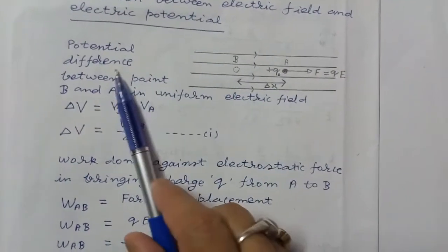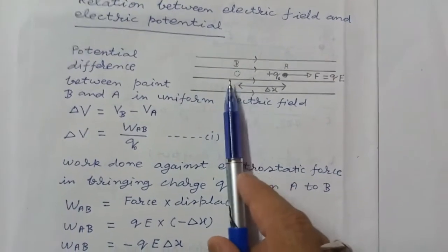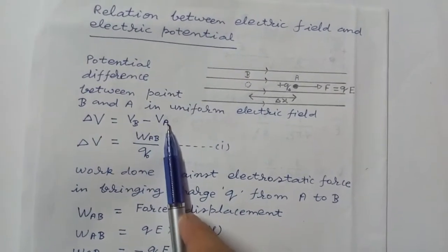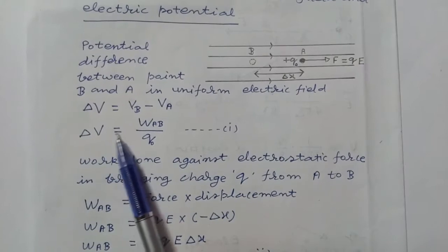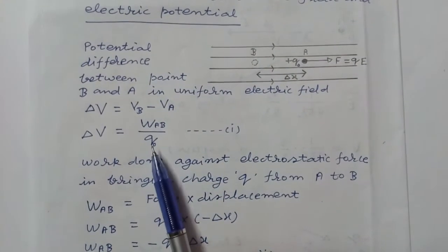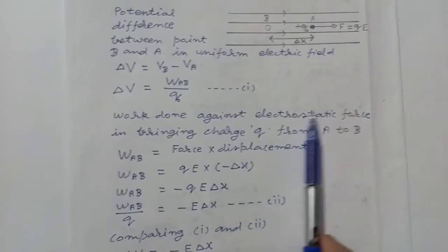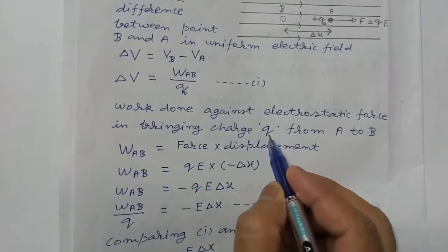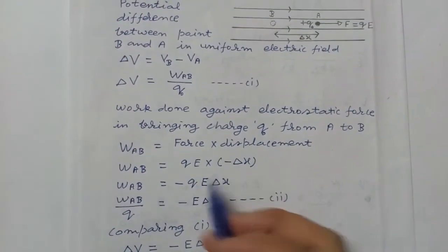So if the potential difference between B and A is delta V, then delta V is equal to VB minus VA, and this is equal to WAB upon Q naught, where Q naught is the test charge. Now the work done against the electrostatic force in bringing charge Q naught from A to B, WAB, is equal to force into displacement.